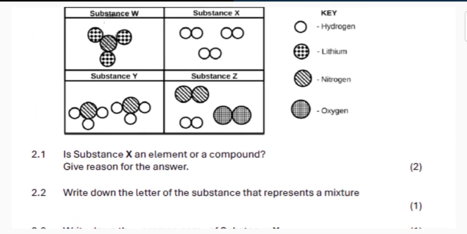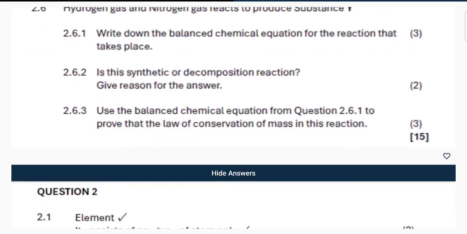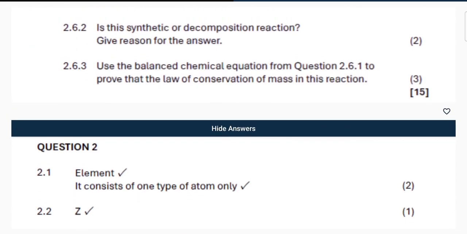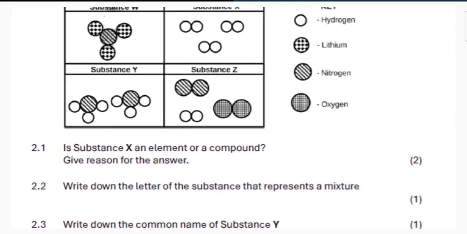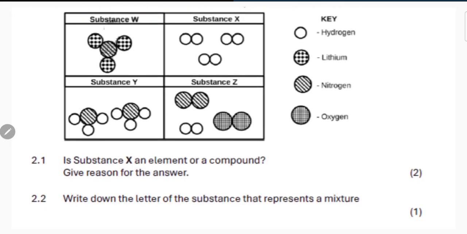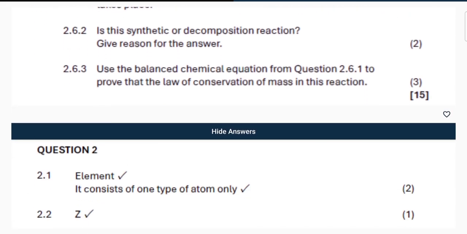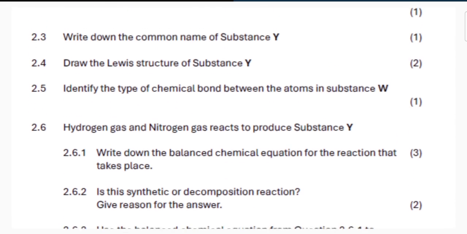There is a mixture there. So which one do you think? For 2.2, it's a mixture. Let's look at the answer: 2.2, Z is a mixture. Let's look at Z. In substance Z we have nitrogen, oxygen, and hydrogen, so that's a mixture. What type of mixture is it? Is it a homogeneous mixture or a heterogeneous mixture?